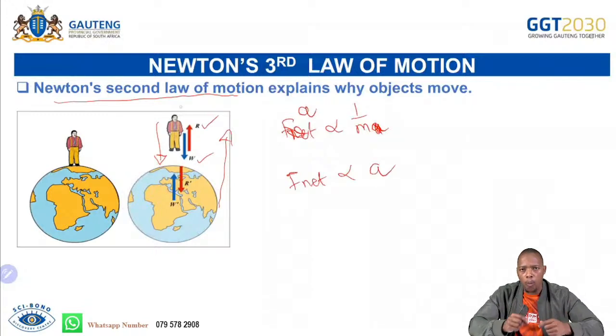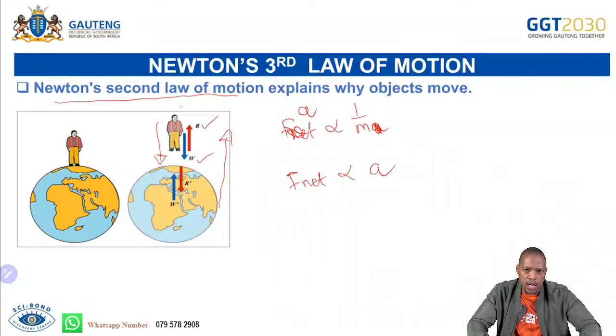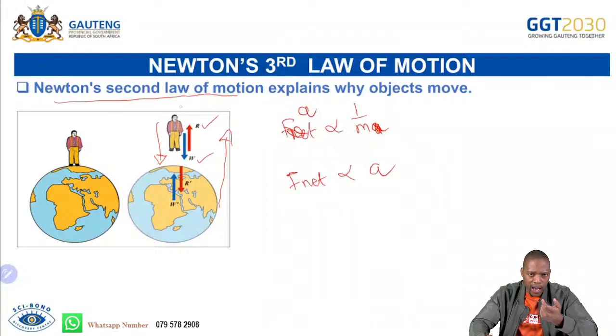The mass is so big that it will accelerate so little that we cannot even see its acceleration towards us. As compared to the earth, we are so small that when the earth pulls us, we will accelerate so quickly and reach the surface of the earth and hurt ourselves if we decided to jump off a building. Advise that people must not do that at all.